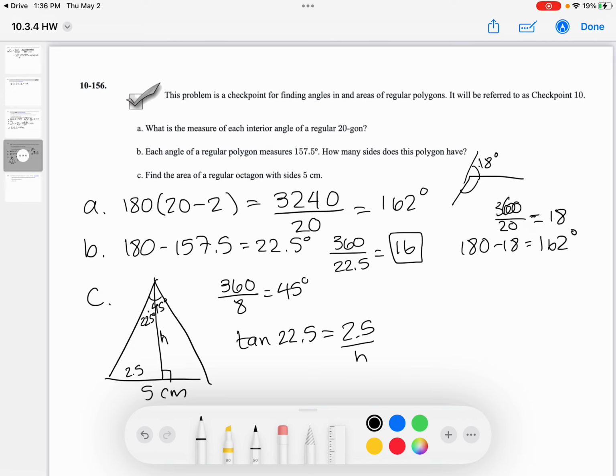And I said hypotenuse, but it's not hypotenuse, it's the adjacent. Tangent is opposite over adjacent. The h tricked me. It's height here, not hypotenuse.